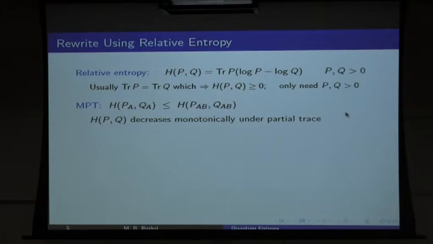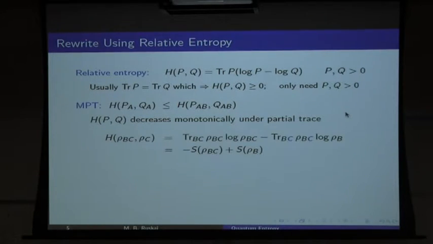There are a number of reformulations of strong subadditivity, and relative entropy is very useful to produce that. So you have two positive operators, defined as trace of P log P minus P log Q. And one of the properties is that it's monotone under partial traces. If you've got a composite system and you take a partial trace, the relative entropy decreases.